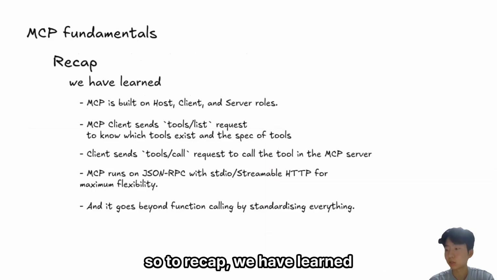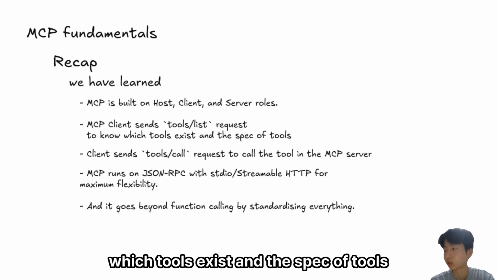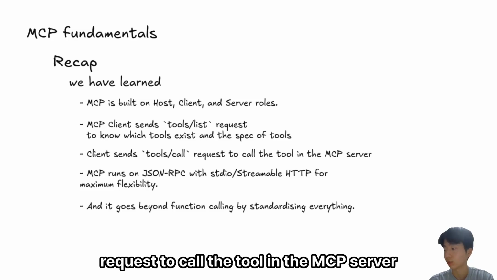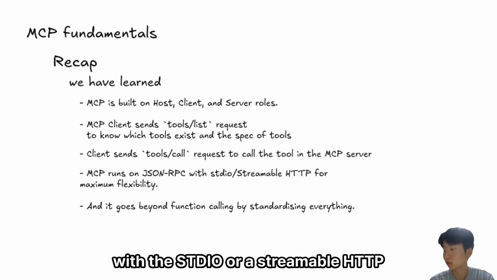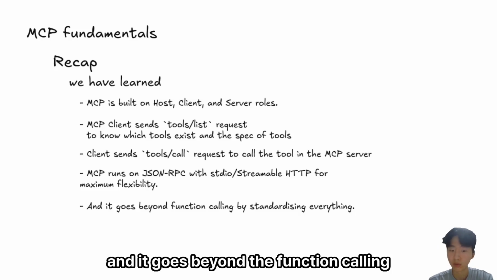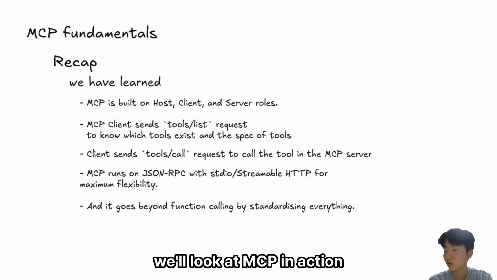So to recap, we have learned MCP is built on host, client, and server roles. The MCP client sends the tools list request to know which tools exist and the spec of the tools. The client sends the tool call request to call the tool in the MCP server. MCP runs on JSON-RPC with STDIO or streamable HTTP for maximum flexibility, and it goes beyond function calling by standardizing everything. In the next video, we'll look at MCP in action with a real code example.